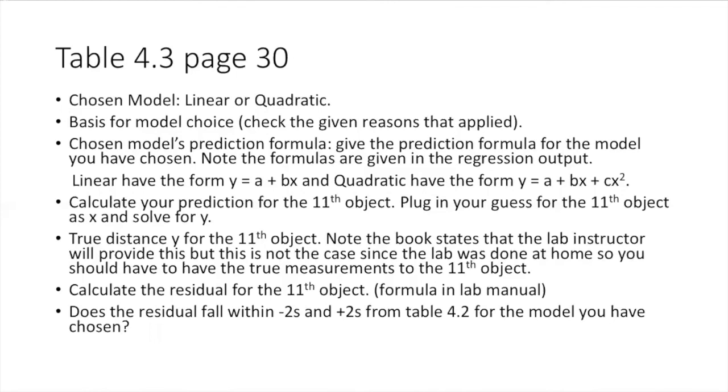Calculate your prediction for the 11th object. Plug in your guess for the 11th object as x and solve for y. This is the reason why you need to leave the 11th object blank previously. True distance y for the 11th object. Note that the book states that the lab instructor will provide this, but this is not the case since the lab was done at home, so you should have the true measurements for the 11th object.